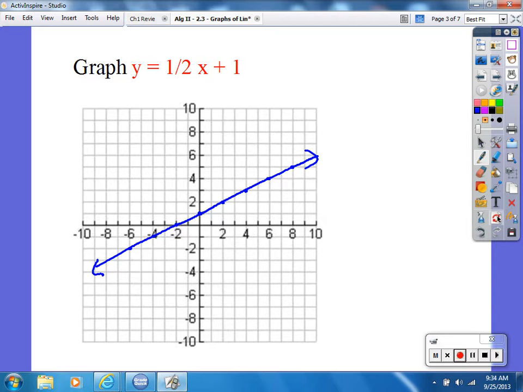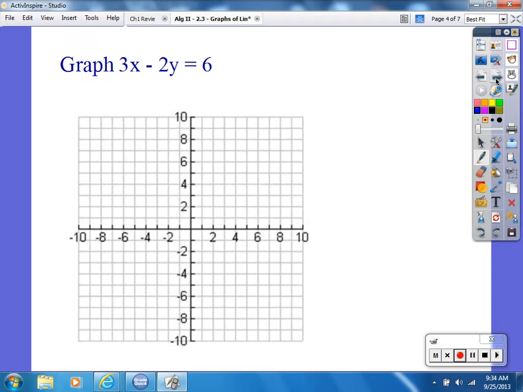All right. So let's try this problem. 3x minus 2y equals 6. Go ahead and solve that for y. But then don't graph it yet. Just solve it for y and make sure everybody in your group agrees.